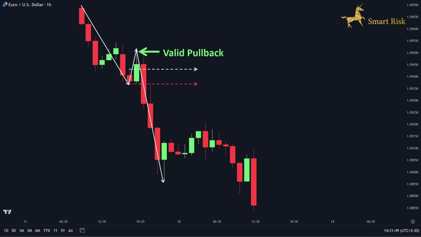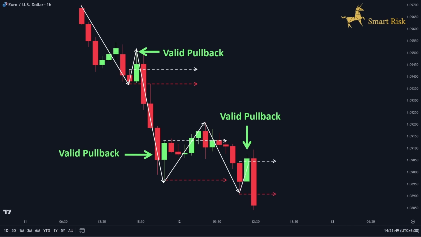Similarly, we have another pullback, as price has broken the highest point of this candle, which was the latest high before the temporary pause. Subsequently, we have another valid pullback created by this bullish engulfing candle that has broken the highest point of its previous candle. Having covered the basic concepts of pullbacks in the first part of this video, we now possess the ability to identify valid pullbacks in the market. In the second part, we will delve into advanced concepts of pullbacks, including various pullback types that traders may encounter in the market, as well as trading strategies associated with pullbacks.